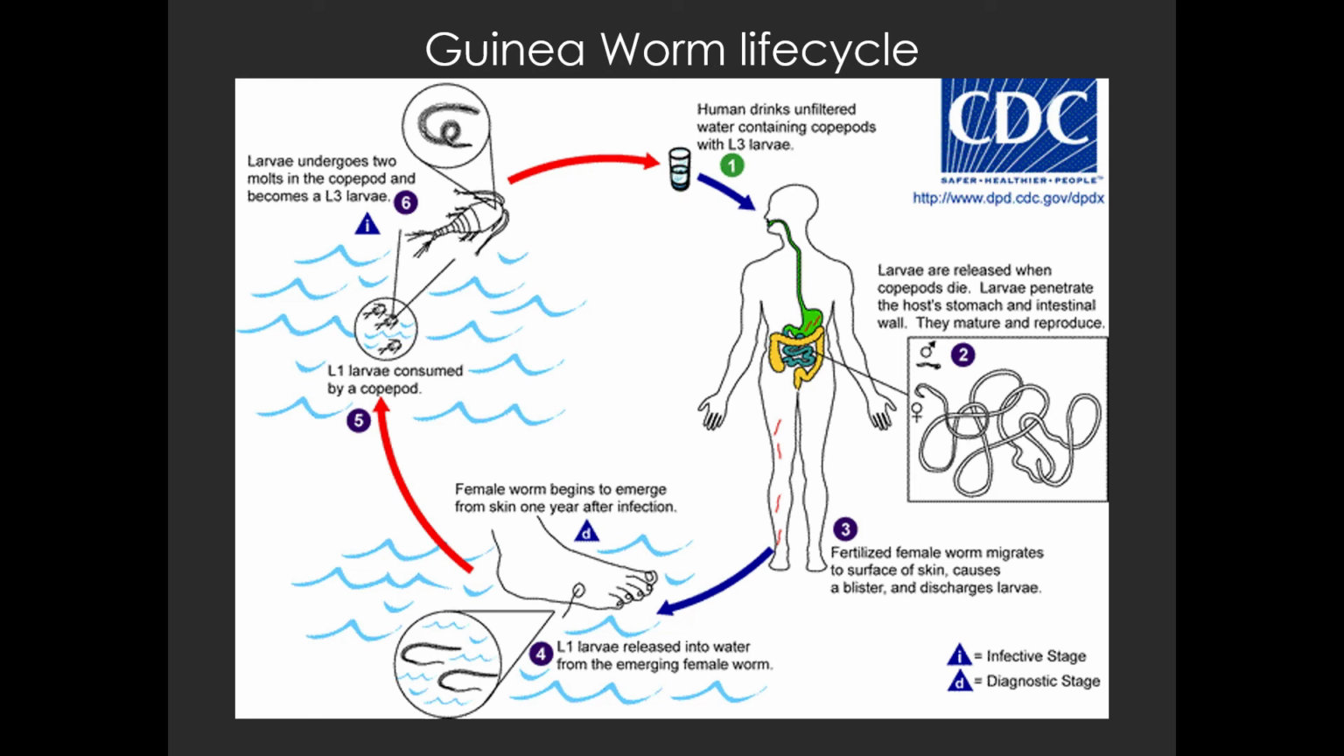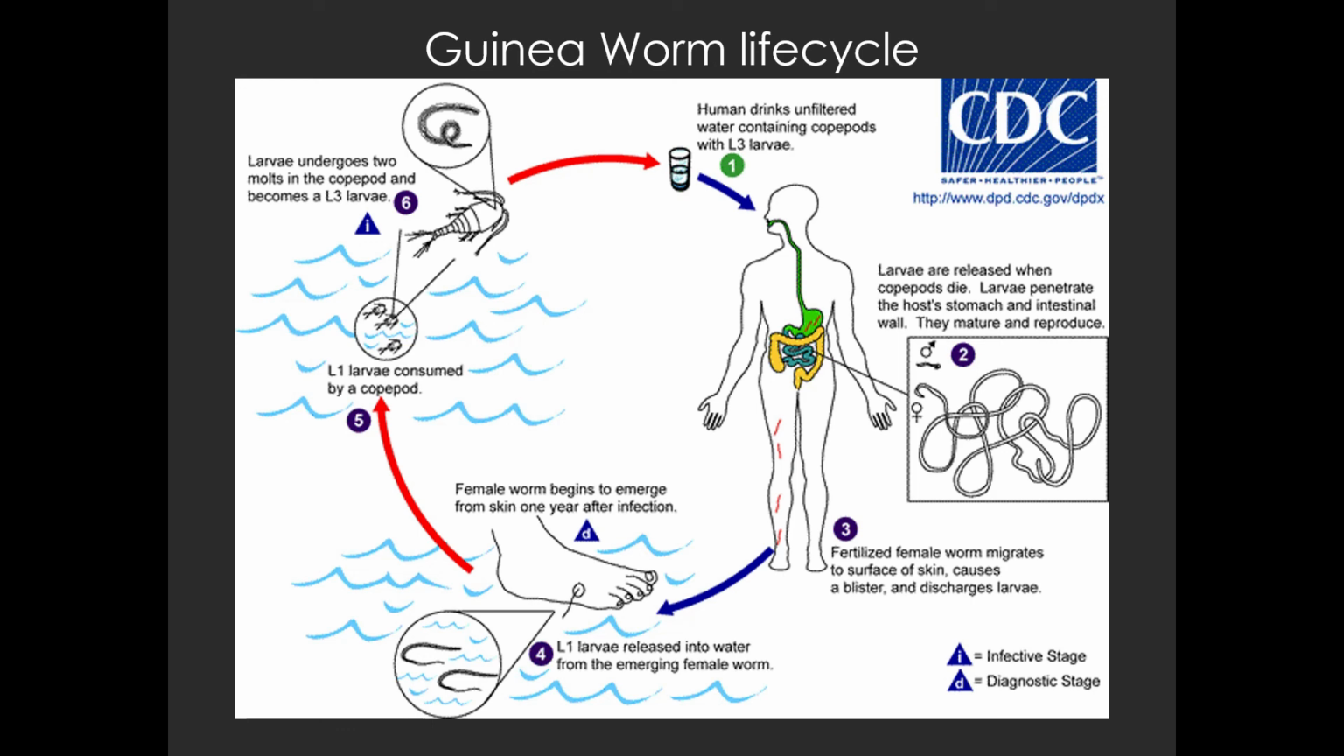Remember, this takes about a year, and once she's ready to release her larvae, the female worm moves toward the surface of the skin and causes a blister. This blister typically burns and makes the person want to put their foot in water, and as soon as the blister is put in water, the blister bursts and the larvae are released into the water from the worm, and the cycle continues because the larvae are consumed by the copepod, and then the copepod can be consumed by the person.